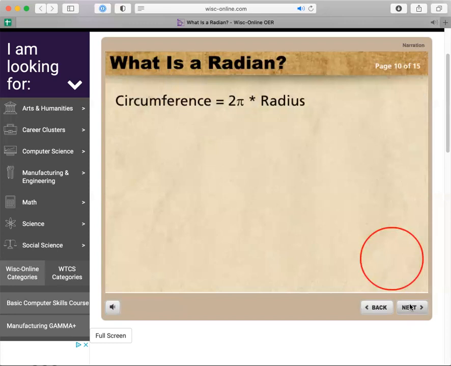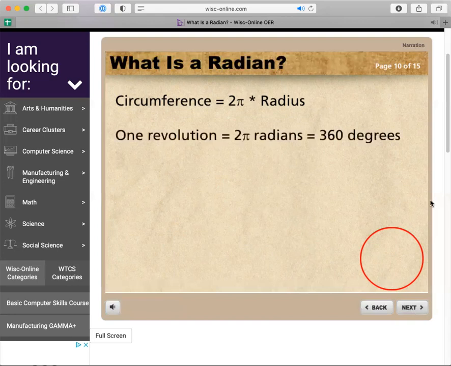How many radians are equal to 1 complete revolution? The circumference of a circle is equal to 2 pi times the radius. Remember, pi is the ratio of the circumference of a circle to its diameter. As you know, there are 360 degrees in a circle. Therefore, 1 revolution equals 2 pi radians, or 360 degrees.